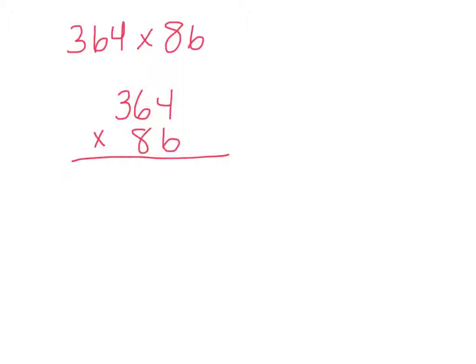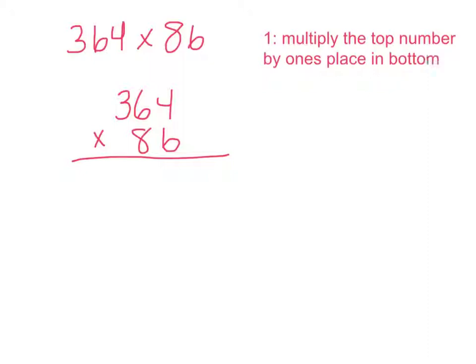Okay, step number one is going to be multiply the top number, and here our top number is 364. We're going to multiply that top number by the ones place in the bottom number. Okay. So if I have my top number 364 times 6, I'm going to ignore the 8 for right now. So I'm going to always start in the ones place.